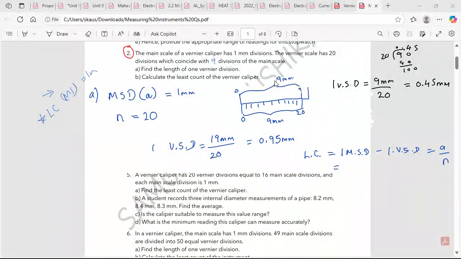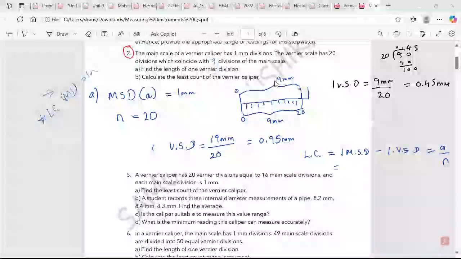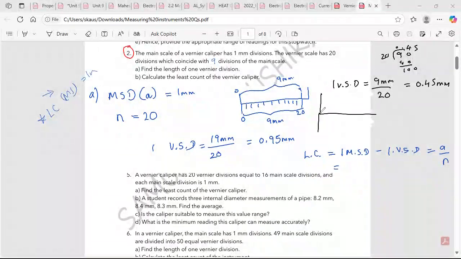So it's actually the difference between one main scale division and one vernier scale division. Because if this is 0 and 0, same line. Like this. So this is the first mark of the vernier scale. This is the first mark of the main scale. This is one vernier scale division. This is one main scale division. So the difference is equal to the distance that the vernier scale has to be moved.